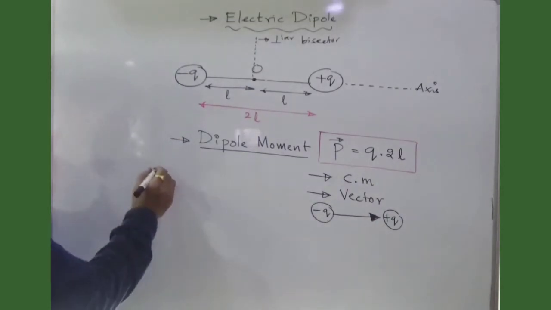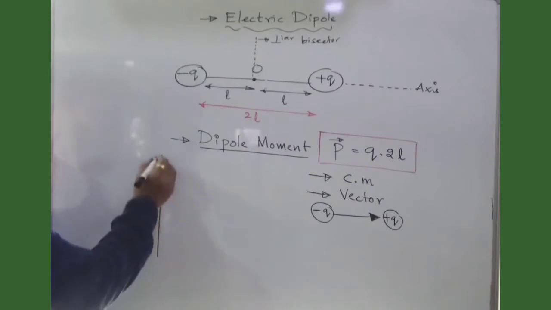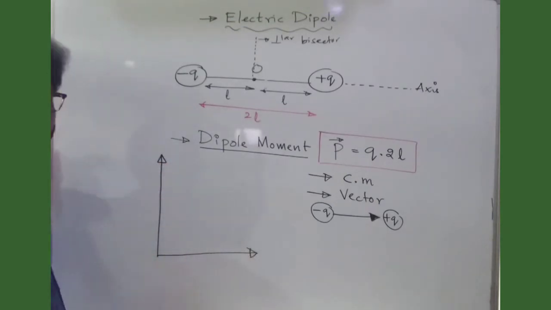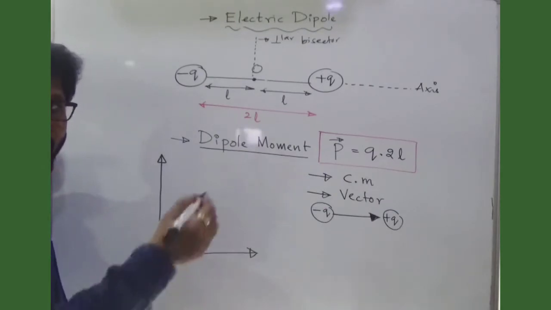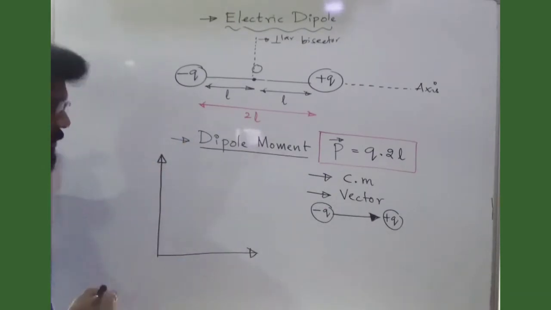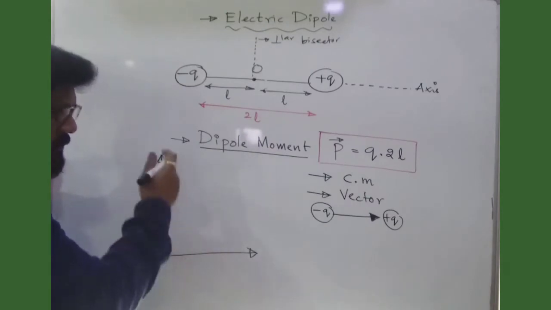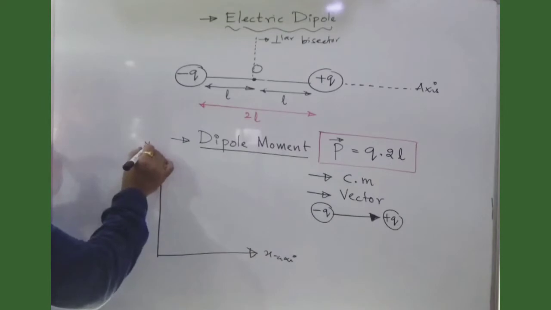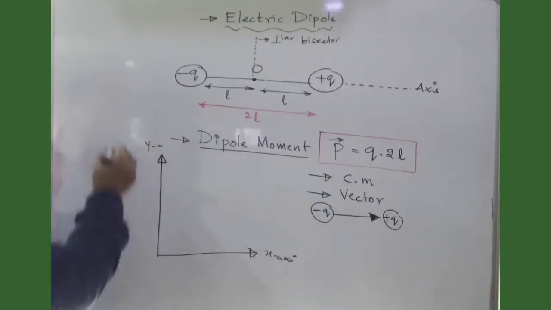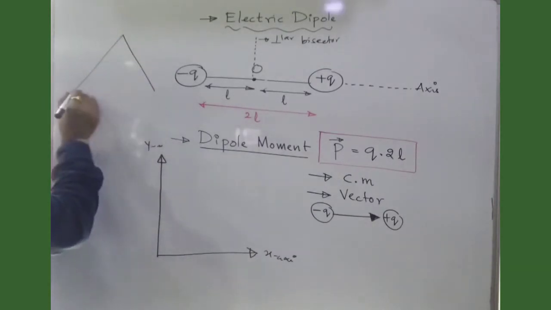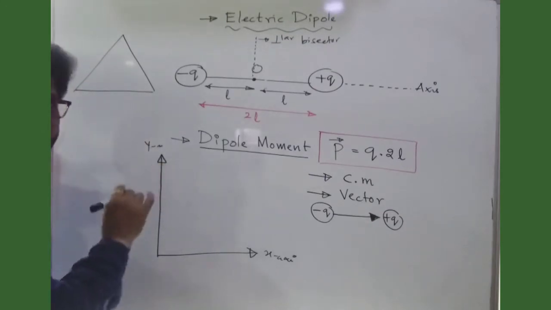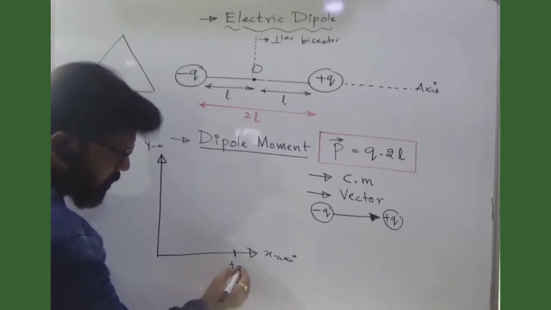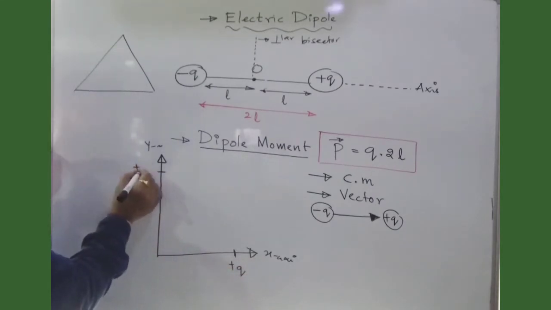Let me take charges placed like a triangle, as in our material. Three charges are placed. I am taking the x-axis and y-axis. This is also placed like this, which is nothing but a triangle. Three charges. I am taking one charge plus q here, and here one more plus q.